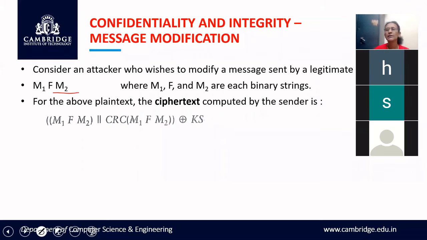So the attacker wants to substitute F by F dash. Now suppose this is the message. What is it that gets sent? The sender will create the CRC of this message. This is your plain text now. He creates the CRC of the plain text, concatenates the plain text with the CRC, XORs the entire thing with the key stream, and the result of this is what the sender is going to send to the receiver. So this is the text that is getting sent.